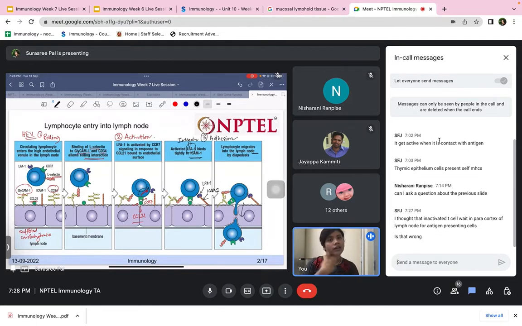But if they are not encountering the antigens, they can be recirculated from one lymphoid tissue to the other. But there is no such thing that they wait in the cortex region or the paracortex region. That is not what happens. They remain in the lymph nodes for a certain period of time and then they leave. Then they are recirculated. Is that clear to you?